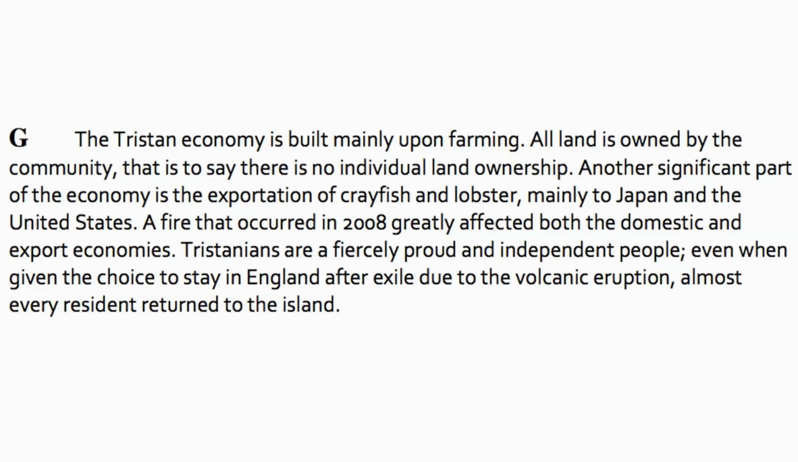The Tristan economy is built mainly upon farming. All land is owned by the community. That is to say, there is no individual land ownership. Another significant part of the economy is the exportation of crayfish and lobster, mainly to Japan and the United States. A fire that occurred in 2008 greatly affected both the domestic and export economies.